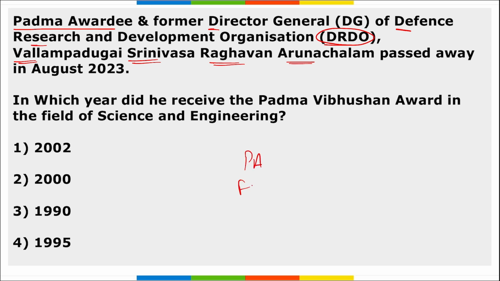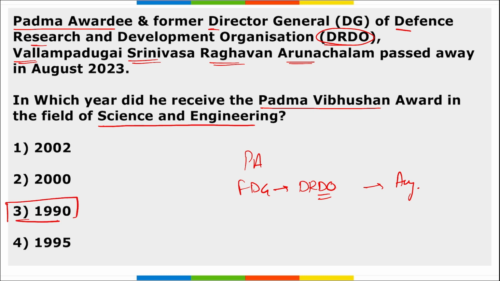He was the former Director General of DRDO and he passed away in the month of August. Now the question asked here is in which year did he receive the Padma Vibhushan? So he received this Padma Vibhushan in the field of science and engineering, correct? And it was in the year 1990 that he was honored with this title.